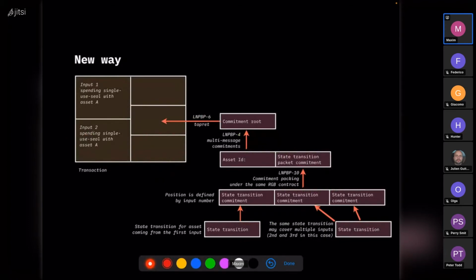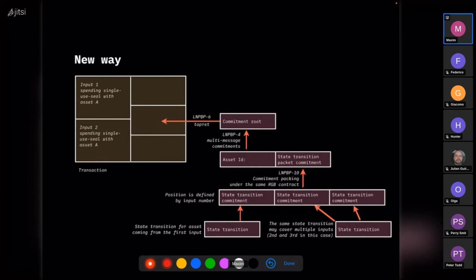So basically, the idea is that under the same RGB contract, you have multiple state transitions created by different participants. Keep in mind, I'm not limiting this to RGB. You can define a protocol for any type of protocol that needs this kind of feature, where you have a way of committing to essentially a topic and a key, or a value associated with it.